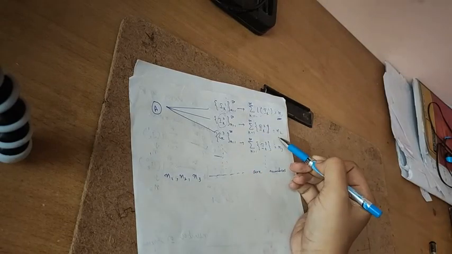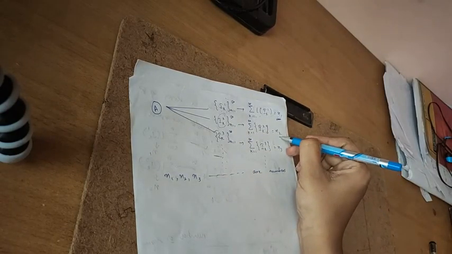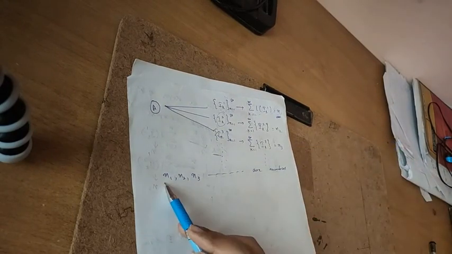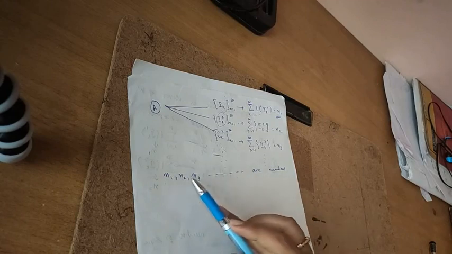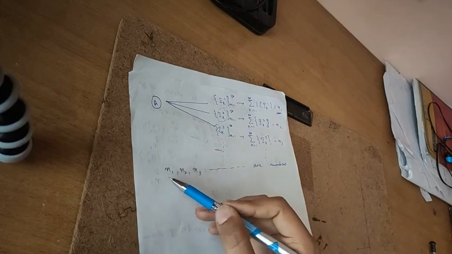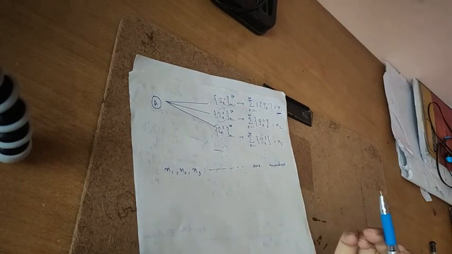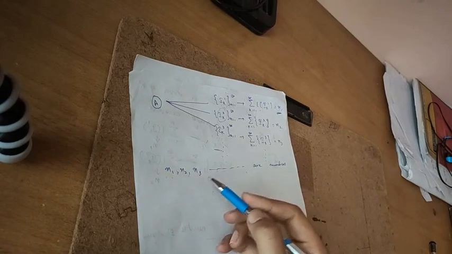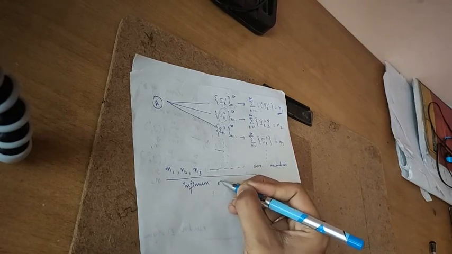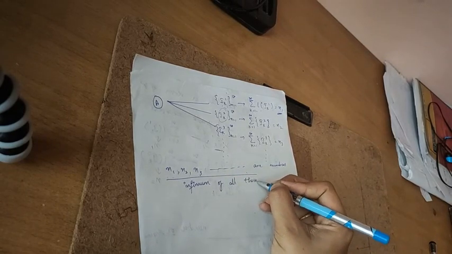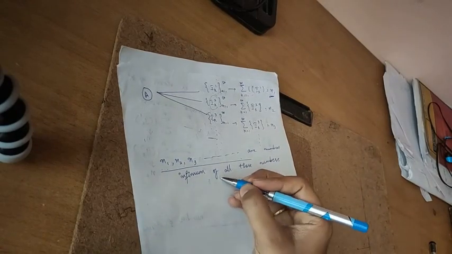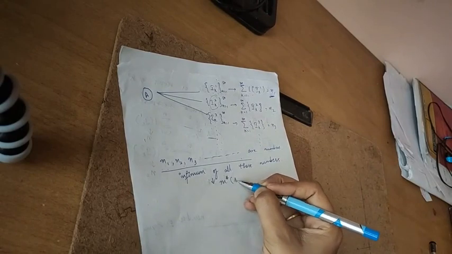Similarly, for this cover I have found that N2 is the length of an interval. For I_K3, N3 will be the length of an interval. So N1, N2, N3 will be numbers. Out of these N1, N2, N3 and so on, you will select the smallest. That is, you will find the infimum of all these numbers. That is nothing but m star of A.